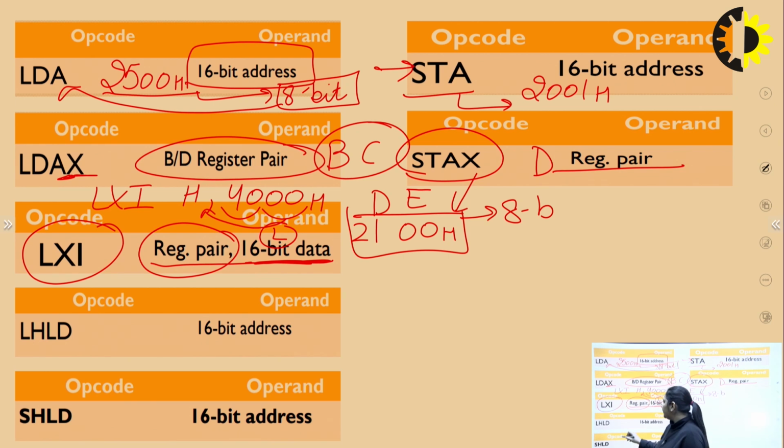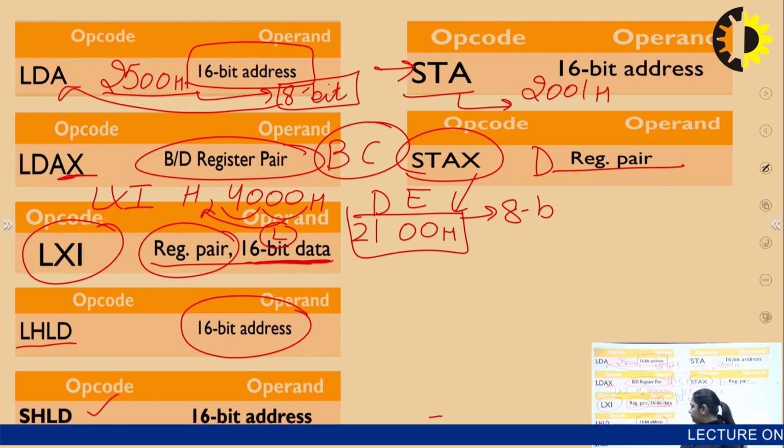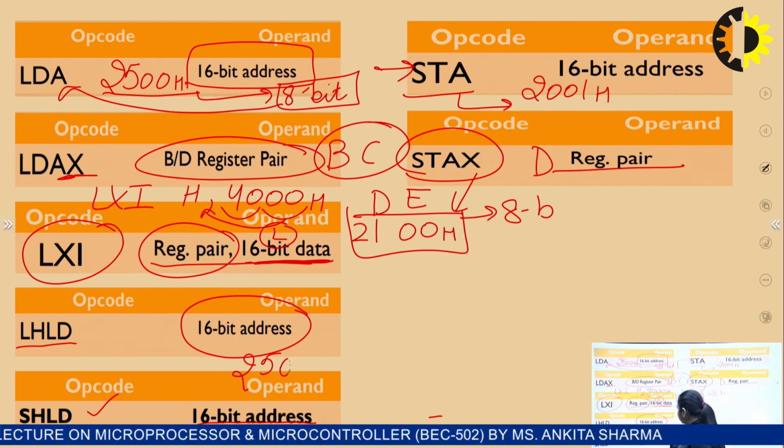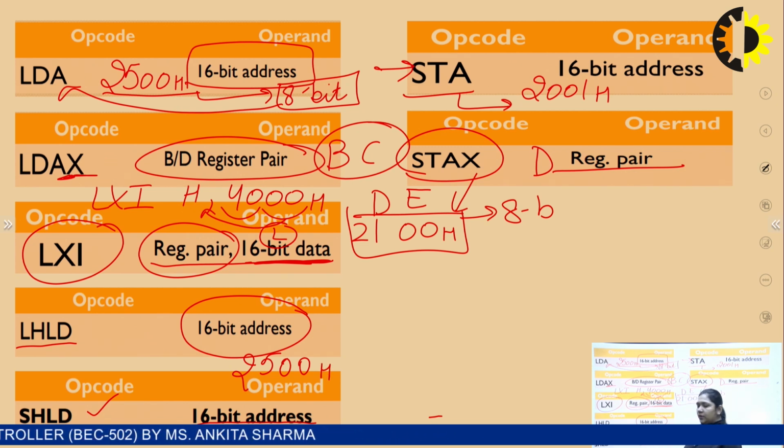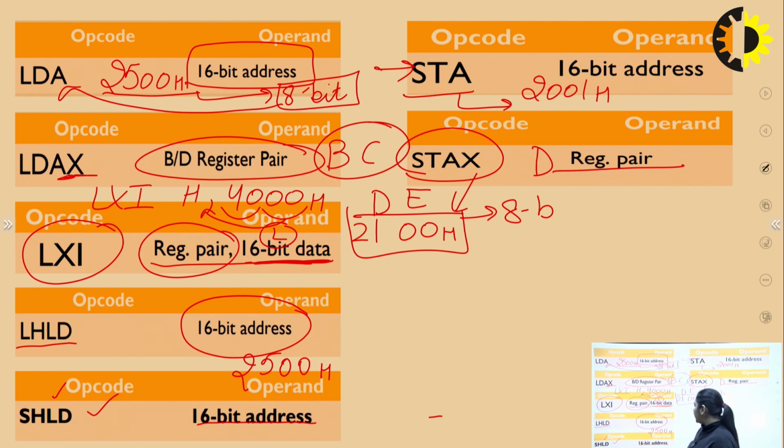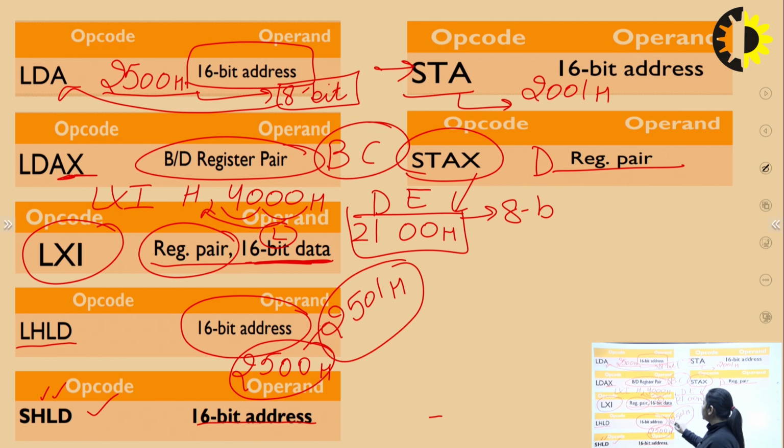Next is LHLD, load HL pair directly. So the HL pair will directly be loaded from the given 16-bit address. The lower part will go in the L register, the higher or upper part will go in the H register. Next is SHLD, store HL pair directly. Store HL pair directly means the HL pair contents will be copied to the given address. For example, the address is 2500H. Now what will happen? L's content will go to 2500H and the H register's contents will go to 2501H. There will be an increment in the address.